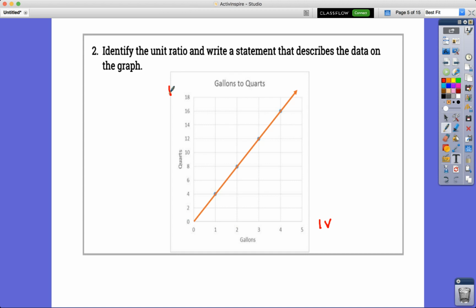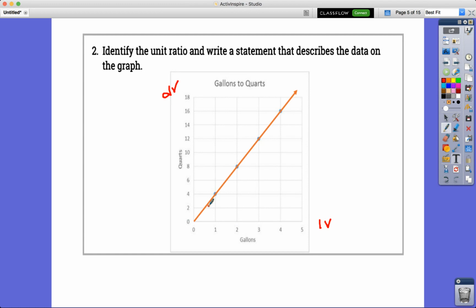This is my dependent variable. Remember, we talked about the changes, where the independent are where you would make changes. Dependent is what you're measuring. So here are my changes. If I have 1 gallon, I'm going to pay $4. If I have 2 gallons, I've increased the gallons, and I'm going to have $8. If I have 3 gallons, I'm going to have $12. If I have 4 gallons, I'm going to have $16.